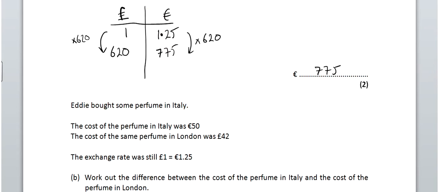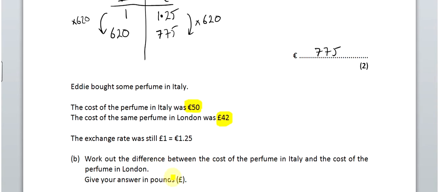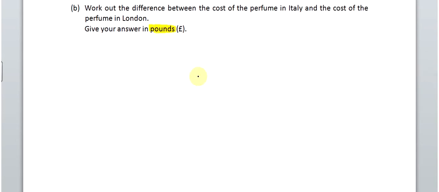Now, Eddie bought some perfume in Italy. Good old Eddie. Cost of the perfume was €60. The same perfume in London was £42. Work out the difference between the cost in Italy and the cost in London. And they want the answer in pounds. So what that means is we've got to convert our €60 into pounds. So we can do that using our little table. We've got our pounds, we've got our euros, and we know that £1 is €1.25, and we want to know what goes here basically.